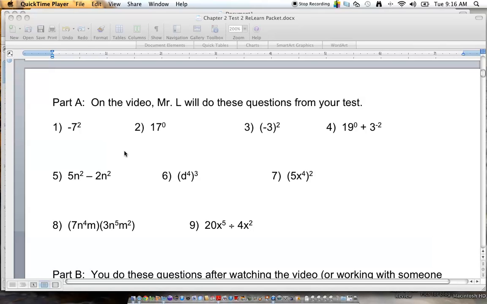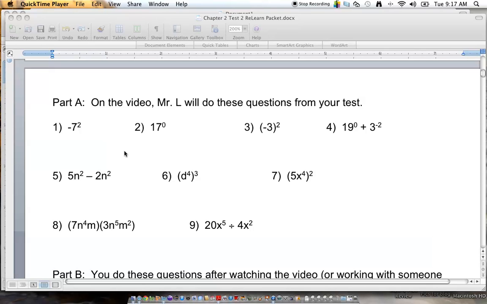And then once you're done watching the video, you then do part B. And once you're done with part B, you cannot do part C until you show me part B, and I check it off and make sure that it's right. And then once it's right, and we know it's right, then you can go back and do part C. All right, so we're taking a look at these questions here.